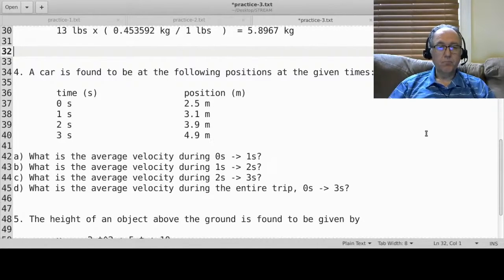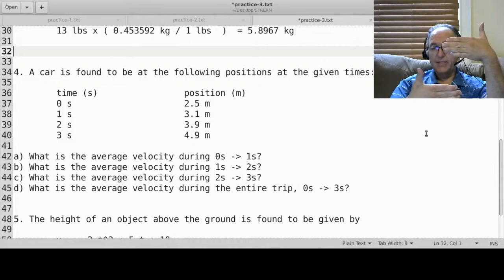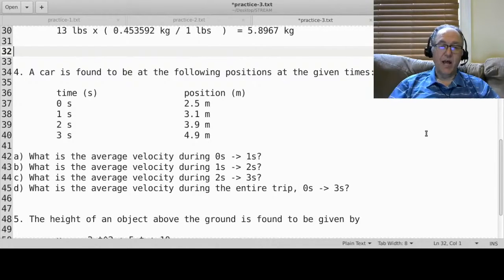Okay, so basically you would take the distance you traveled divided by the time it took you to travel that distance. Okay, and the ratio of the two is your velocity, but it's an average velocity because the time interval is a finite time interval.